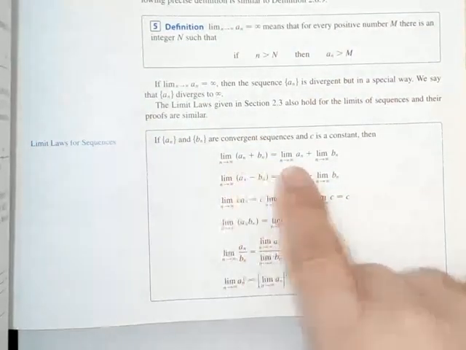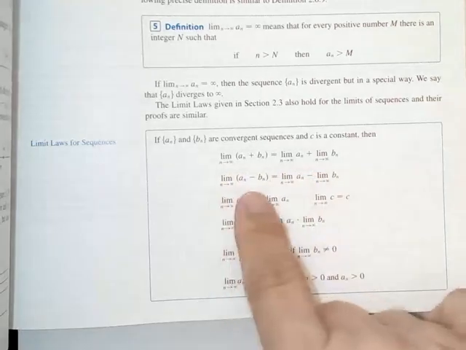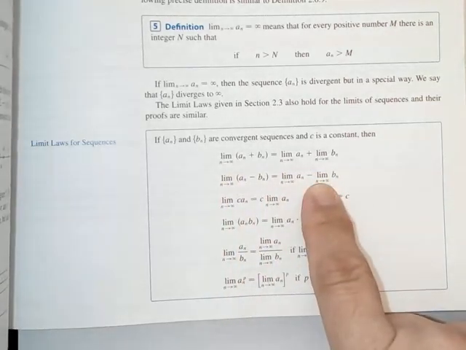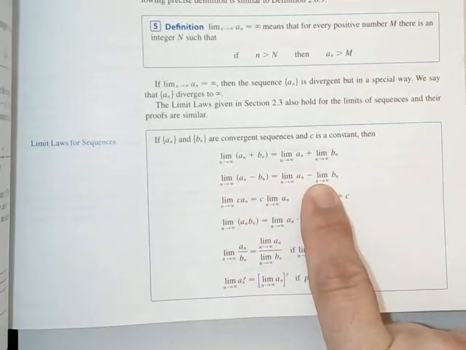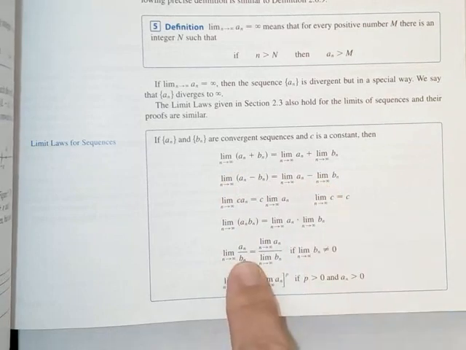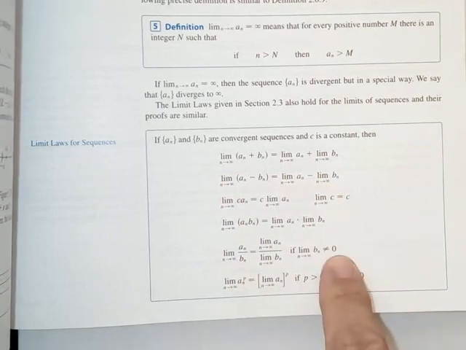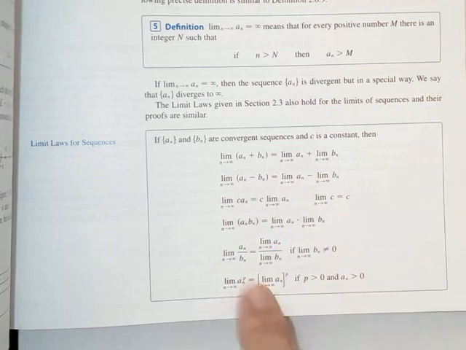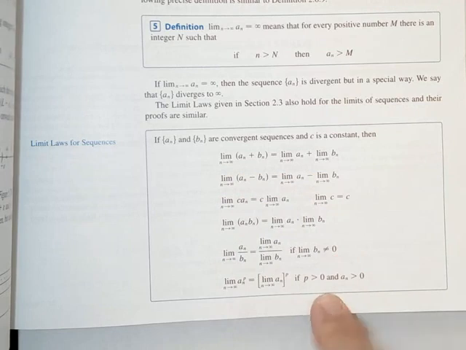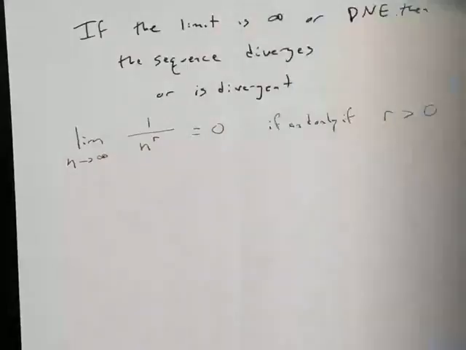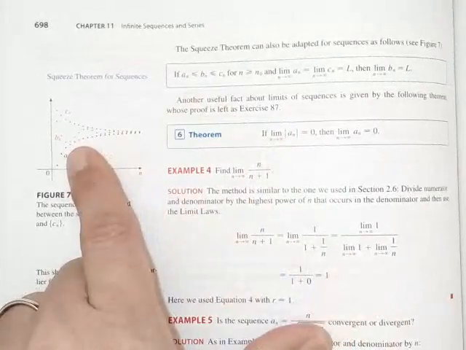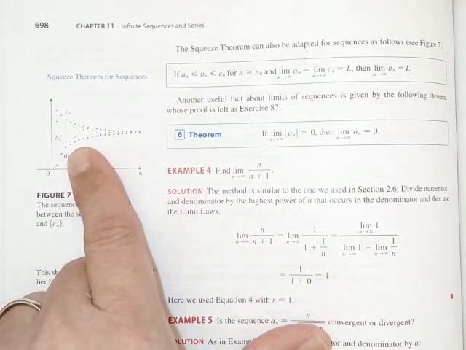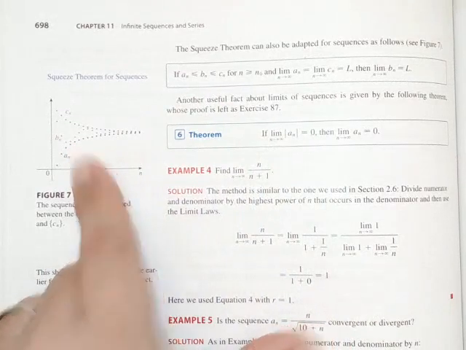And the limit of the sum is the sum of the limits. And the limit of the difference is the difference of the limits. These are the exact same rules we used for limits back in chapter 2. The limit of a quotient is the quotient of the limits, as long as you're not dividing by 0. The limit of a power is the power of the limit, as long as you're doing positive powers. As a matter of fact, even the squeeze theorem. Remember the squeeze theorem? Squeeze theorem even works for sequences.